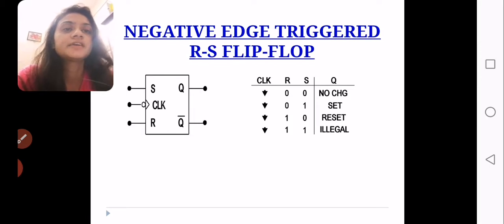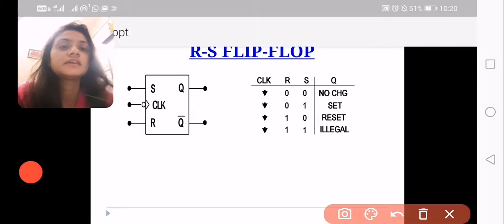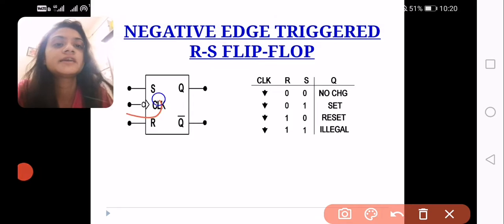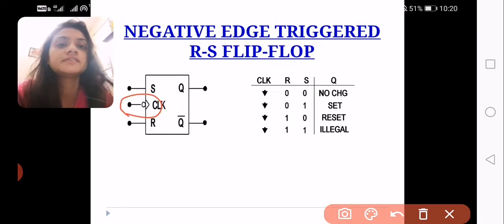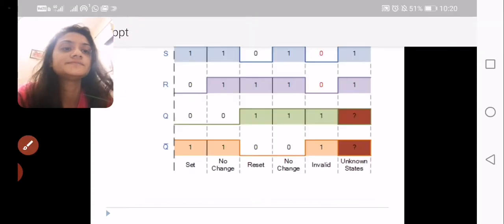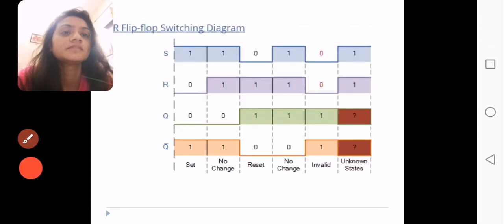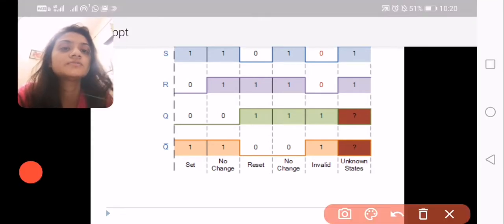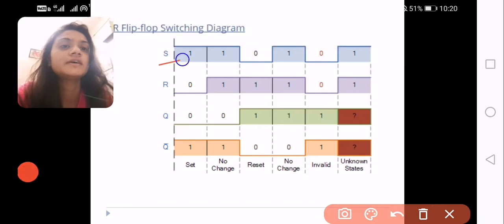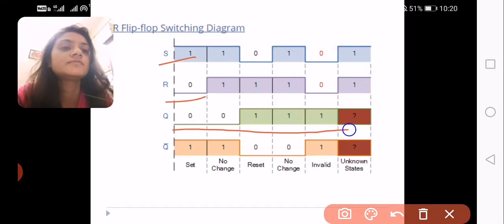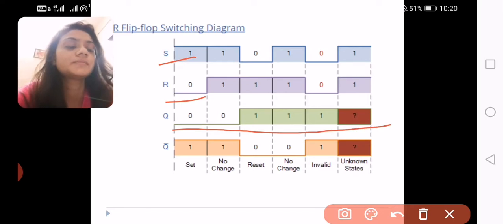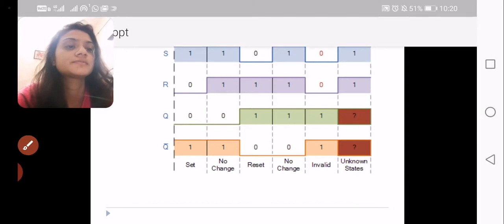Next, that is negative edge trigger. As I have told earlier, if one bubble is given here, that means negative edge trigger. This is the waveform of RS flip-flop. According to the values of S and R, you will get the values of output. You have to remember these waveforms.